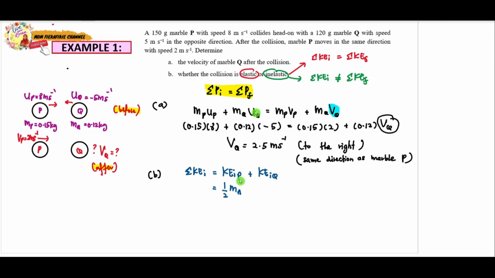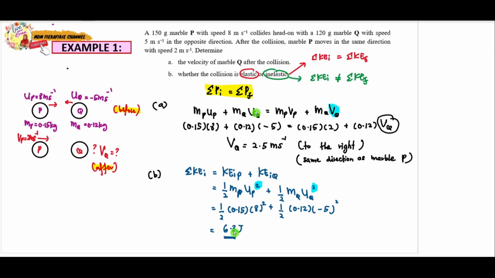So initial kinetic energy, kita akan guna yang ni, letak P, bukan A: half mp up squared plus half mq uq squared. Okay, squared ni saya highlight sebab ramai yang tertinggal. Jangan tertinggal. Okay, so now let's substitute all the values. So we have 1 over 2 mp, we already know. So just substitute 8 squared plus half 0.12 and this one negative 5 squared. Okay, therefore the total kinetic energy initial you akan dapat 6.3 joule.